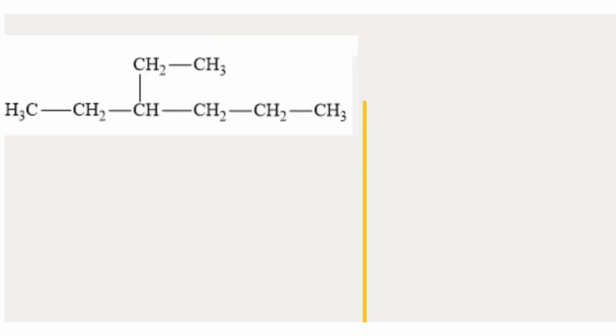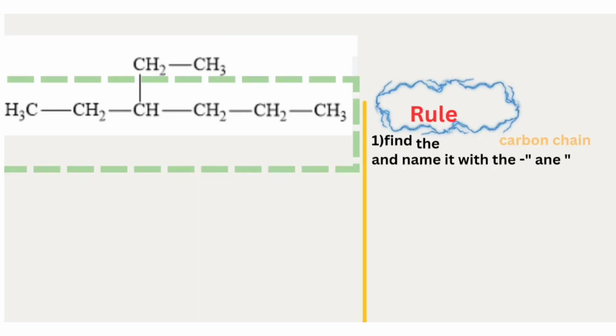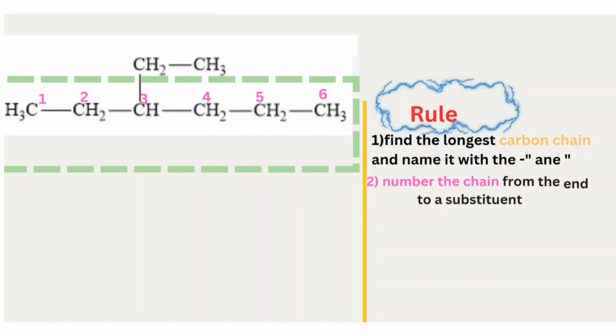Second one. According to the rule, first of all you have to identify the longest parent chain. So 1, 2, 3, 4, 5, 6. So 6 carbon atoms. This one is the longest parent chain. Then second rule, that means the shortest position for the branching group. So this one is a branching group. We have to provide the shortest position for this branch.